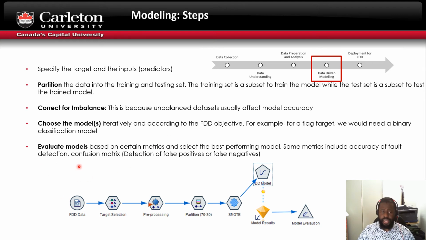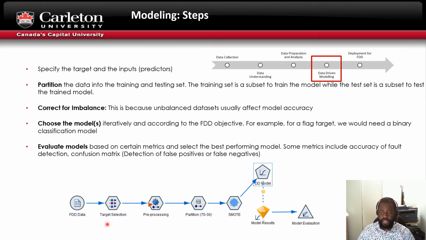And after that, we can evaluate our models based on certain metrics, right? So for example, accuracy or misclassification costs. That means, well, how well does it detect false positives or false negatives? Do we have a lot of that? And depending on the objectives, we might want to rule out all those things. So these are methods to evaluate our models.